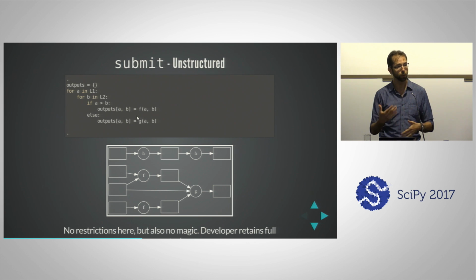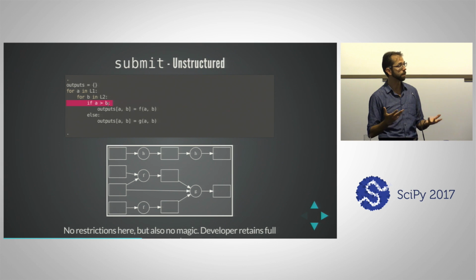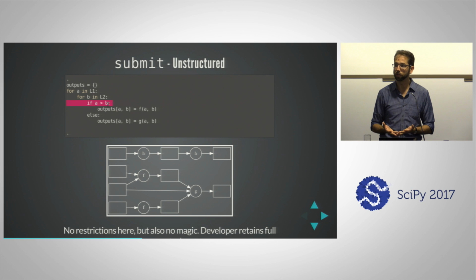So I've got these two nested for loops. I'm iterating over two collections based on some predicate on those values, and then calling either function f or function g on those inputs. Again, this is parallelizable, but it's not map. It's something else. And so the question arises, how do you handle these sort of situations?